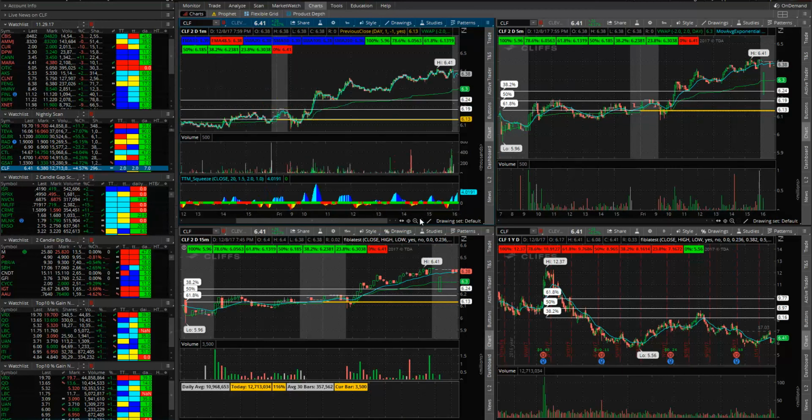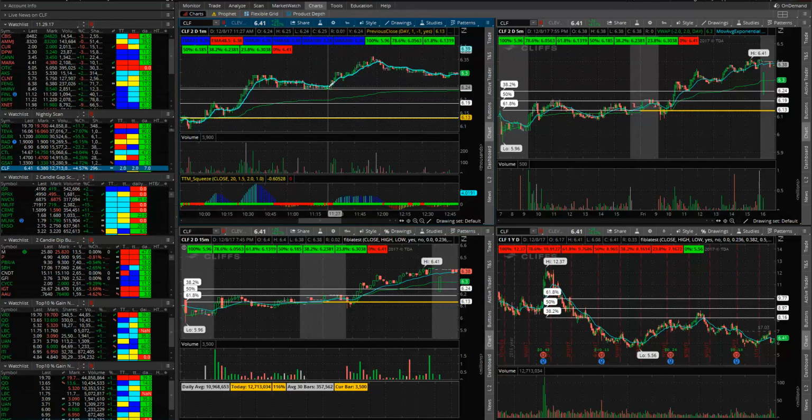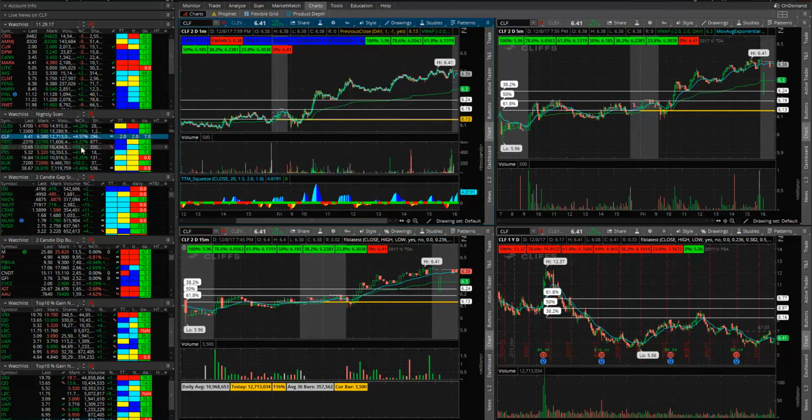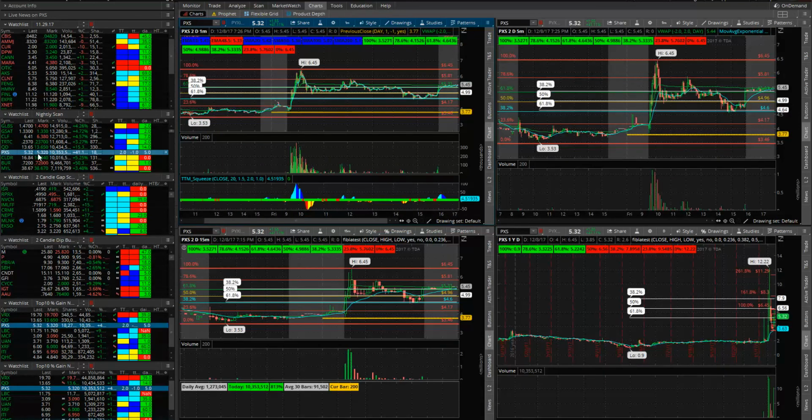Look at this. And look at this. It broke above the 38, which is here, and look what happens. It pulls right back, literally touches it, and continues going. I'm just trying to show you guys how fibs are amazing, and it doesn't matter the price of the stock. Look at PXS. All right.